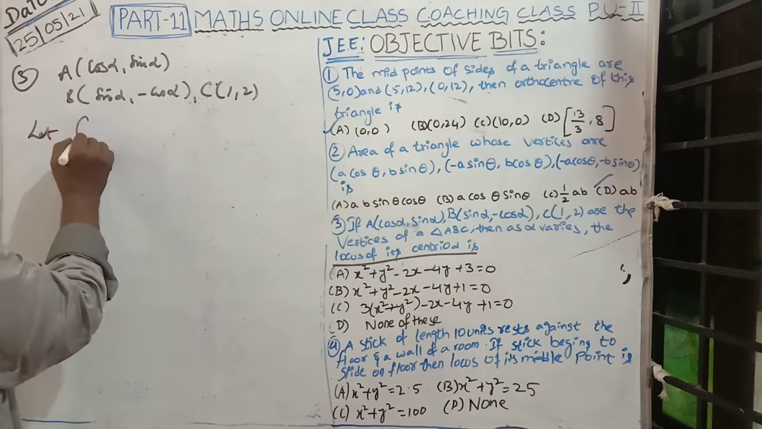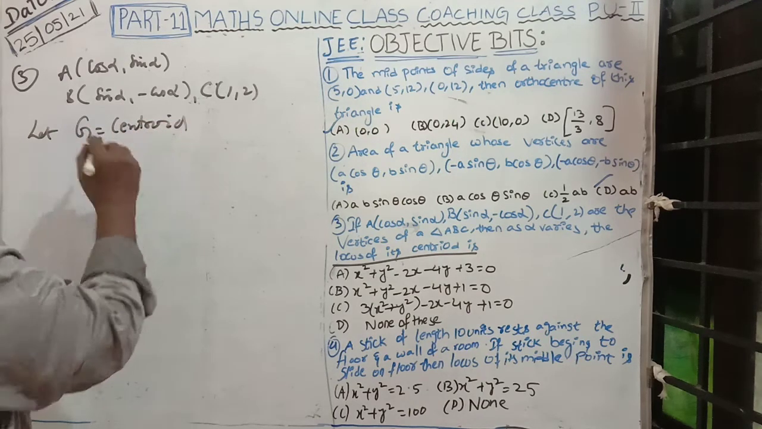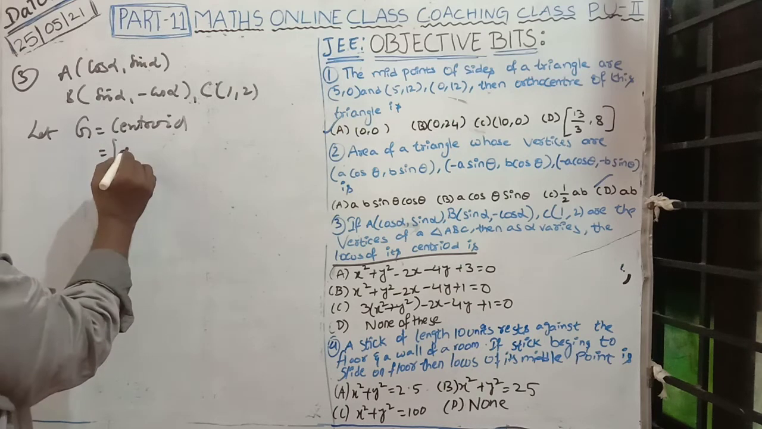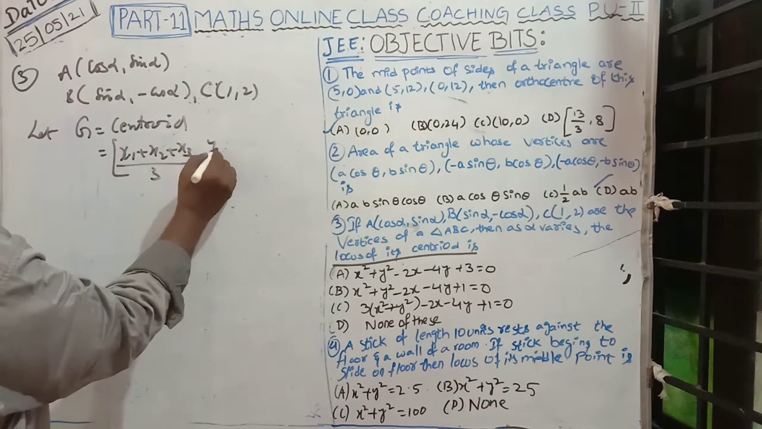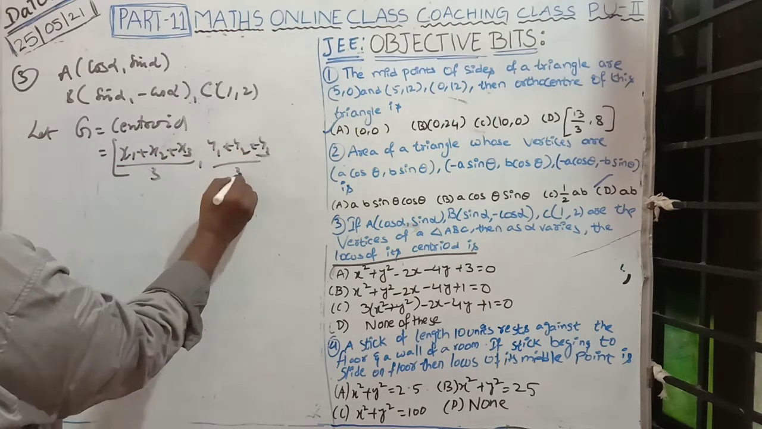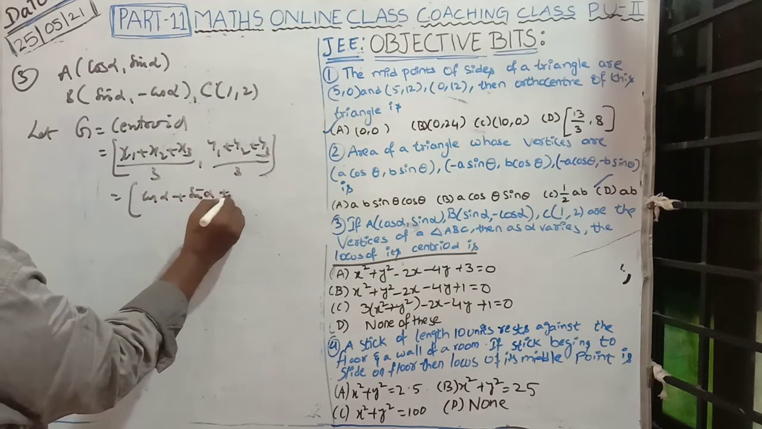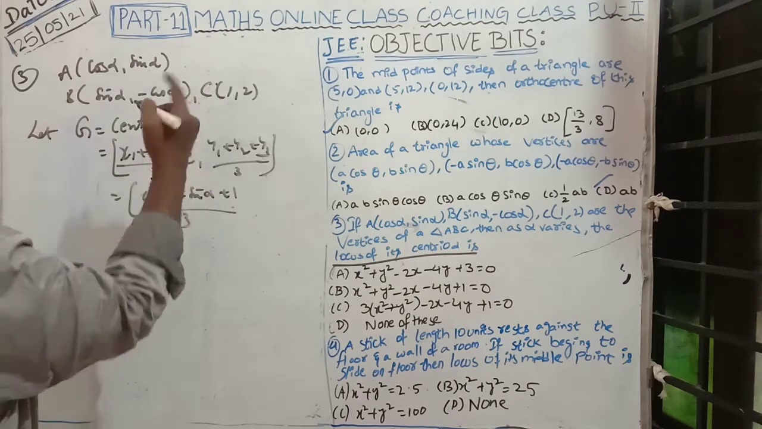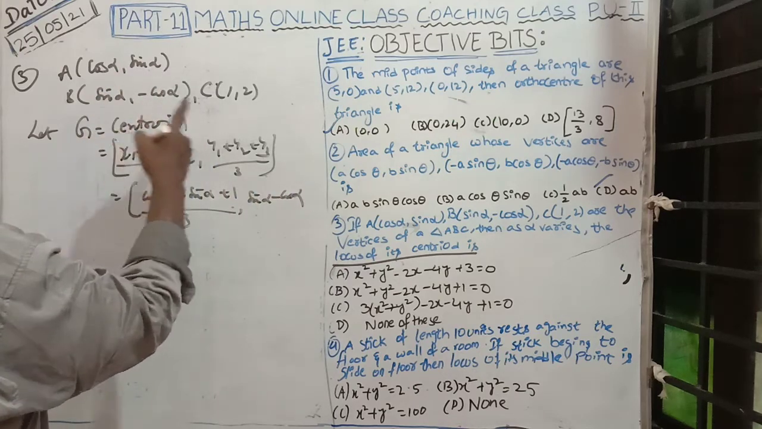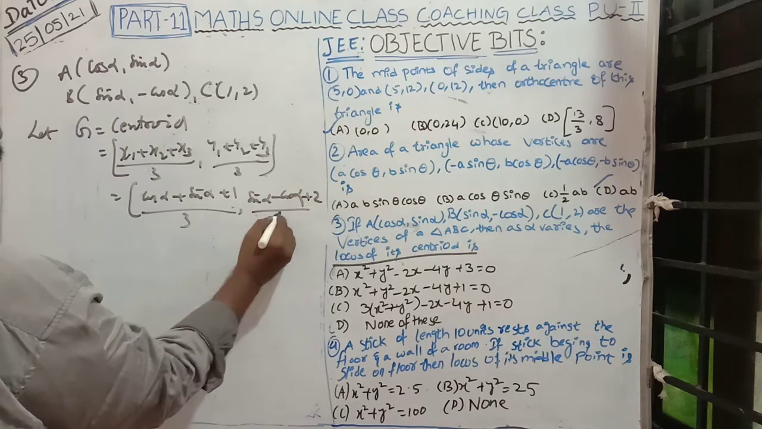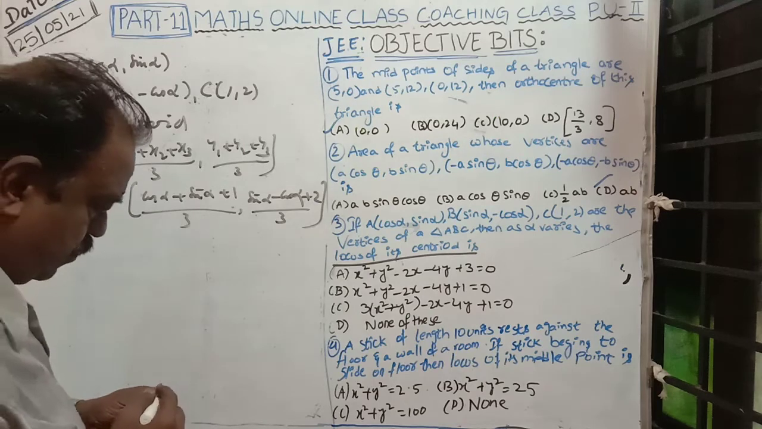Let centroid G be the centroid of triangle ABC, that is equal to x1 plus x2 plus x3 by 3, y1 plus y2 plus y3 by 3. That is cos alpha plus sin alpha plus 1 by 3, comma sin alpha minus cos alpha plus 2 by 3. This is h comma k, okay, you observe.